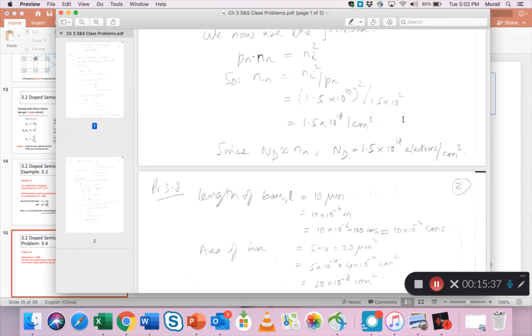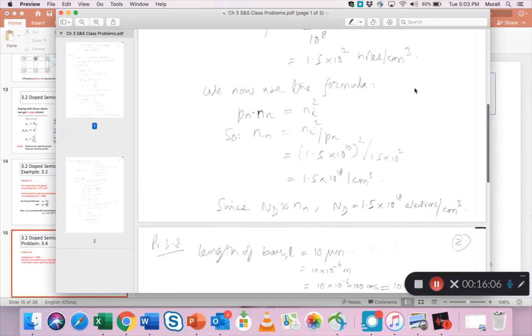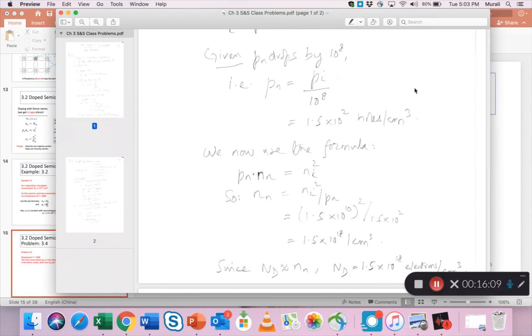Okay, so what was the donor doping density? We know that the donor doping density equals the resulting electron density, and that's why we say the donor doping concentration is also the same, 1.5 times 10 to the power 18 electrons per cubic centimeter. Okay? So I hope you see how all of this is related to each other, and I hope it clarifies what we just did.